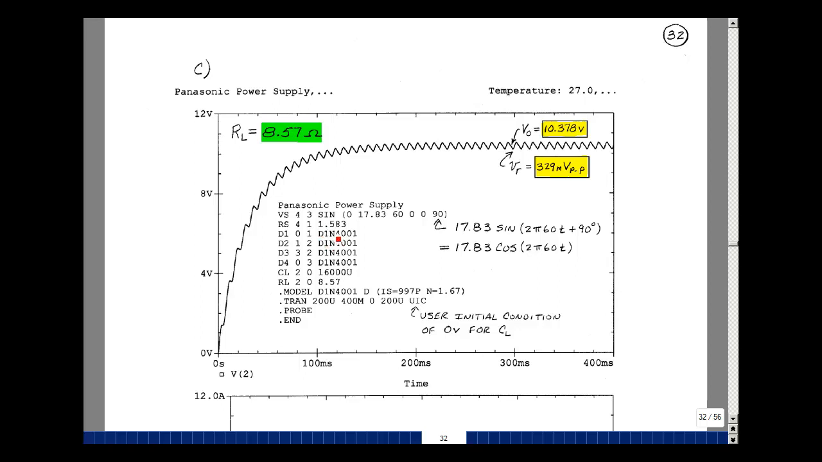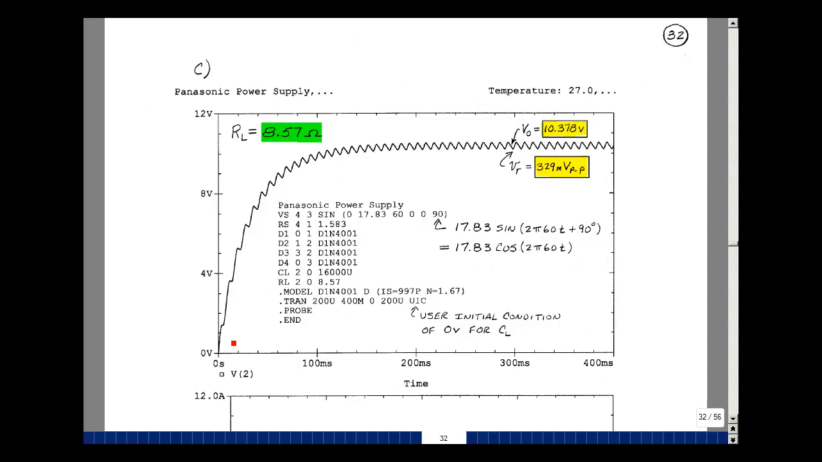Here's my sine wave. It has an average value of 0, a peak value of 17.83, frequency of 60 hertz, and this next number is called a time delay. You can delay the start of the sine wave. And this is an exponential envelope. It's called a damping factor. Talked about this a little bit in ECE302. And then the last number here in PSpice, but not in the SPICE program, is the phase angle. I'm going to put 90 degrees here to make a cosine function out of my sine function.